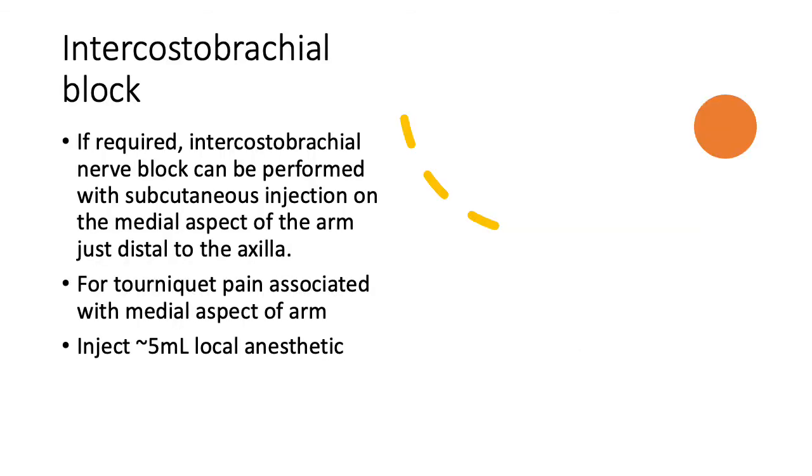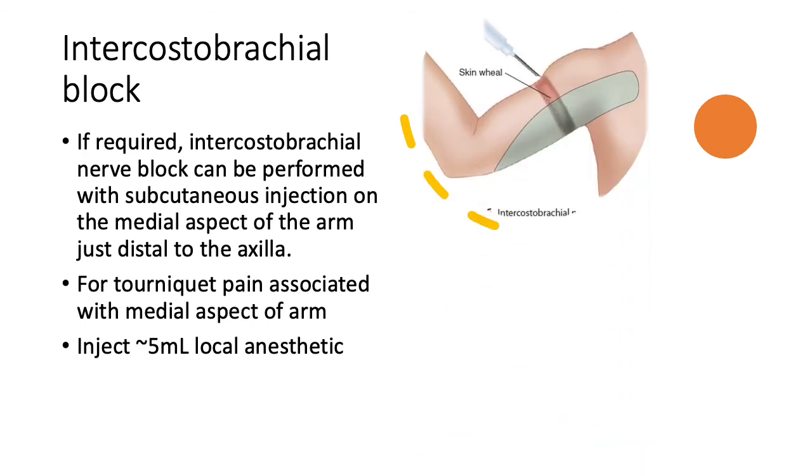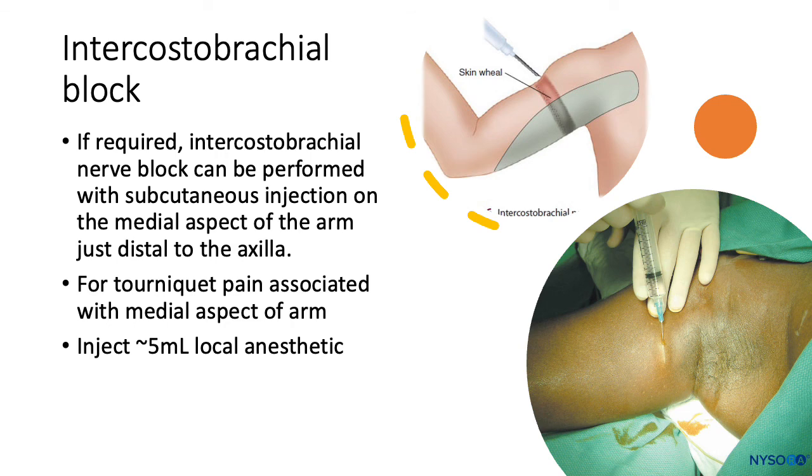Let's go over the intercostal brachial block. If required, the intercostal brachial nerve block can be performed with a subcutaneous injection on the medial aspect of the arm, just distal to the axilla, shown here. This is the portion of the arm highlighted in green that will often be missed with the supraclavicular nerve block. This intercostal brachial block works well for tourniquet pain associated with the medial aspect of the arm. You only need about 5 milliliters of local anesthetic, and you don't need an ultrasound to perform this block. You just do a giant skin wheal just distal to the axilla.